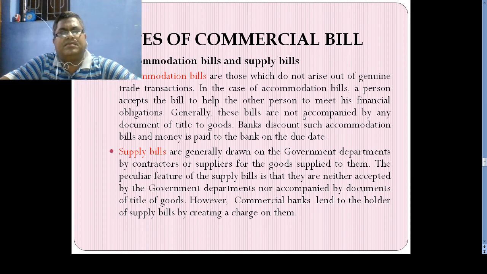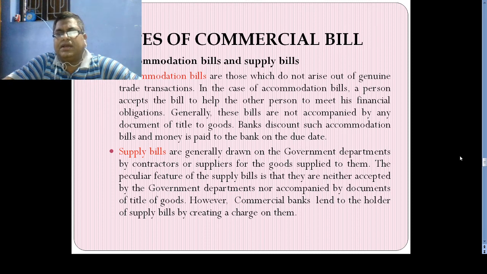An accommodation bill does not arise out of genuine trade transactions, and supply bills are generally drawn on the government departments by the contractors or suppliers of the goods supplied to them. The peculiar difference is that they are neither accepted by the government departments nor accompanied by documents of title to goods, however commercial banks lend to the holder of a supply bill by creating a charge on them. These are called supply bills.